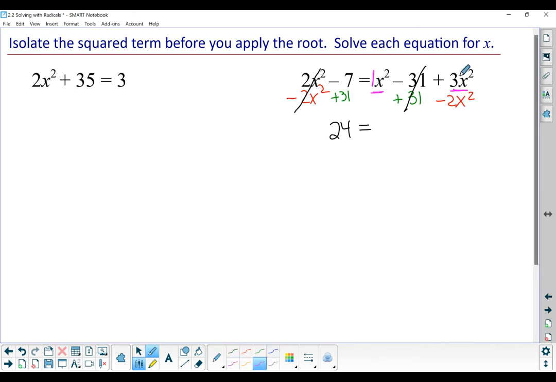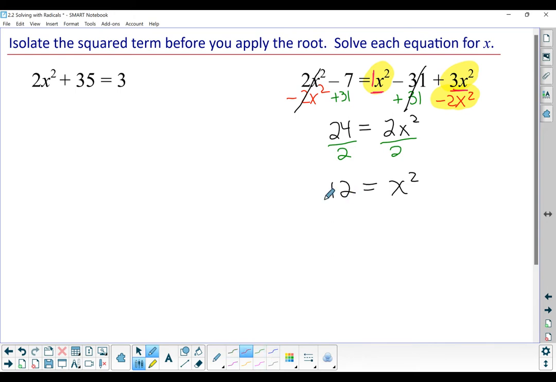I have 1x squared plus 3x squared. That's a total of 4x squared, and we're subtracting 2, so that's 2x squared. I'm going to highlight those x squareds in case you can't see where they all came from. So when we combine those up, we get 2x squared. Okay, now we're going to divide both sides of our equation by 2, and we're almost there. We have 12 is equal to x squared.